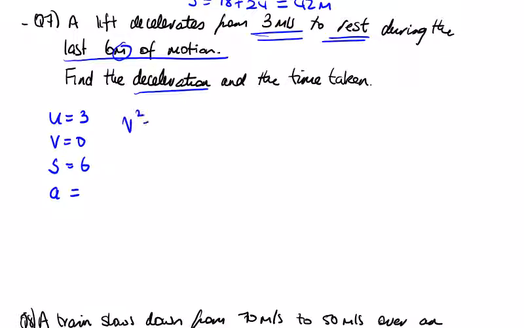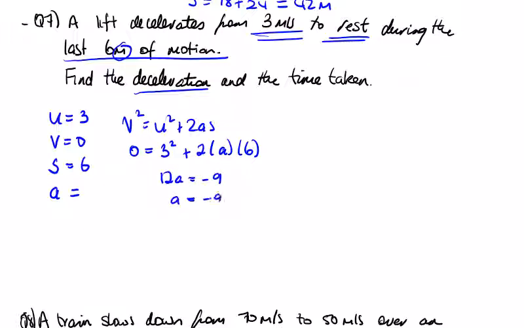So v squared is equal to u squared plus 2as. 0 is equal to 3 squared plus twice my acceleration, which we're looking for, by my distance. So you can see here that 12a is equal to minus 9 because it's slowing down. So a is equal to minus 9 over 12, which is equal to minus 3 over 4 meters per second squared. And now we're looking for time.